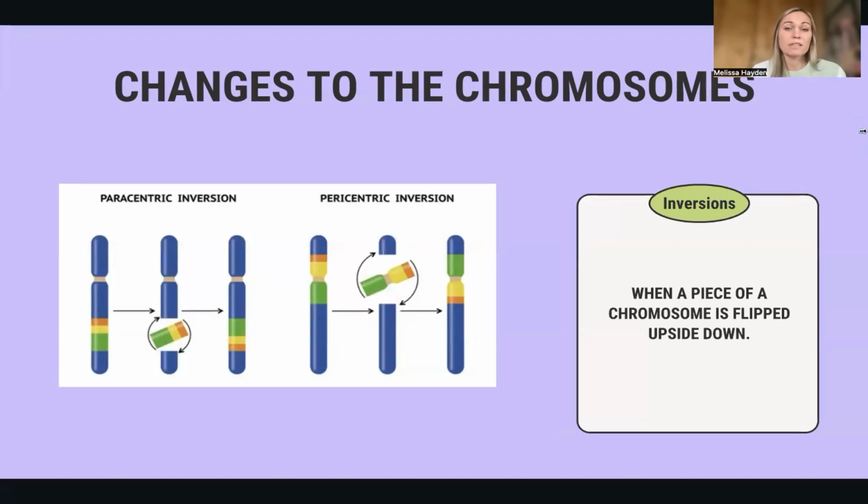Inversions occur when a piece of a chromosome is flipped upside down, causing the genetic material to be rearranged. While the genetic information is not lost, the new arrangement can disrupt gene function or regulation, leading to potential health issues or developmental changes. It's like turning a part of the maze upside down. The paths are still there, but their order is reversed, making it harder to navigate.